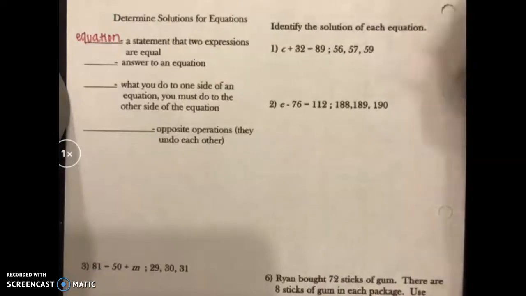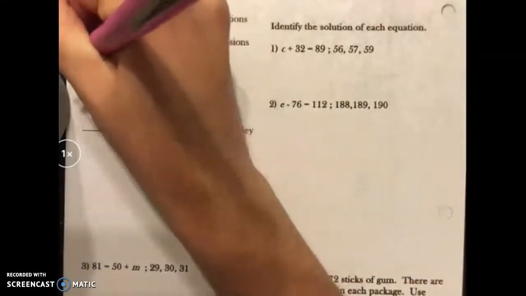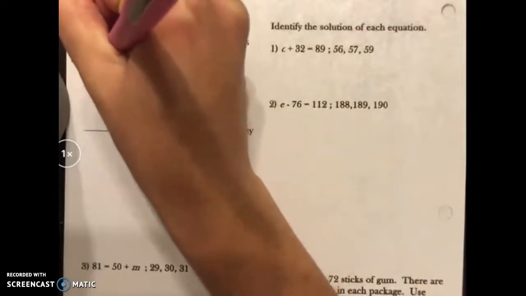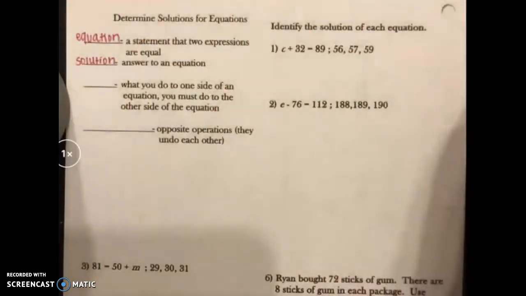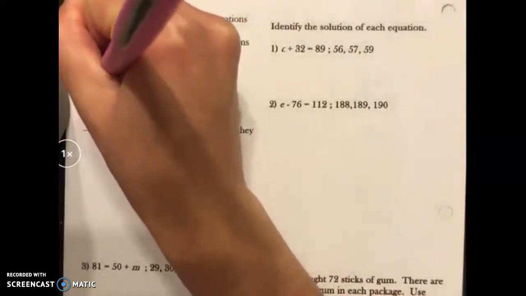Okay, so if I were to find an answer to an equation, that would mean that I would have a solution. Guys, you can think of that as like a solution to a problem. That means the same thing. Okay, so what you do to one side of an equation, you have to do to the other. That would mean to balance. And remember, we just looked at that scale.